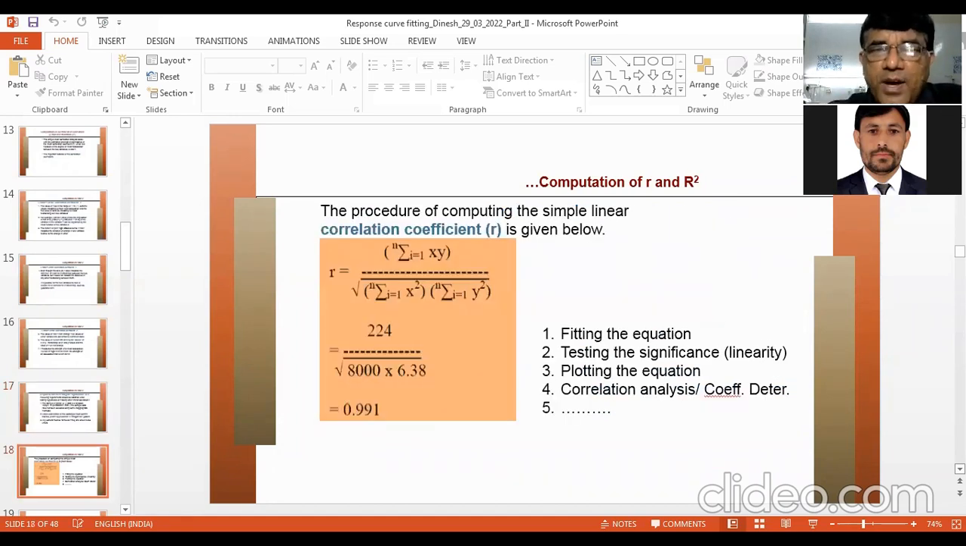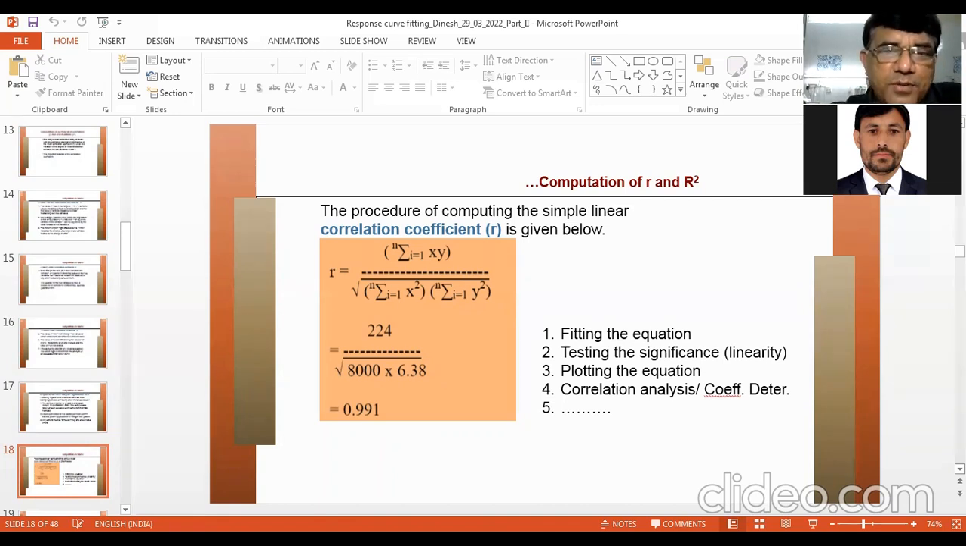So now you know the formula for how to calculate the correlation coefficient. The simplest thing is that r is equal to the summation of xy. You remember, we have taken the deviations against the mean of x and y and then multiplied them. So it gives you summation xy divided by the square root of summation x squared into summation y squared. You know how summation x squared and y squared have come. You already know it. And you get 0.991 as your correlation coefficient.